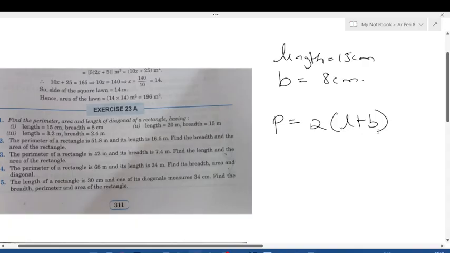Yes, completed. Okay, first question I'll do. What is L, students? What is L value? What is 15 plus 8? 23. 2 into 23 is? Calculate 2 into 23. And what is the unit given here? Centimeter or meter? What's the unit?